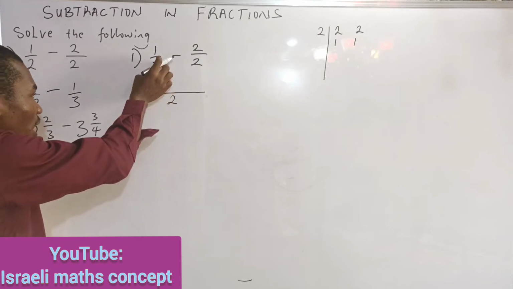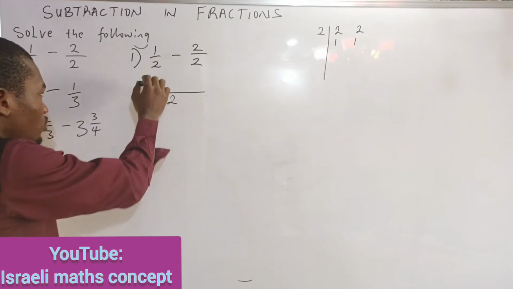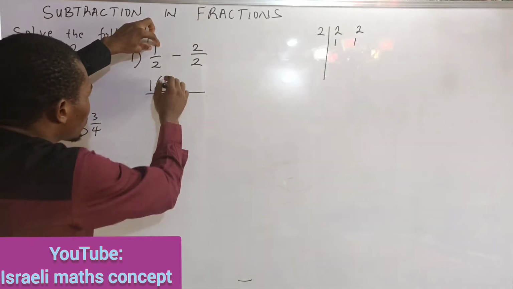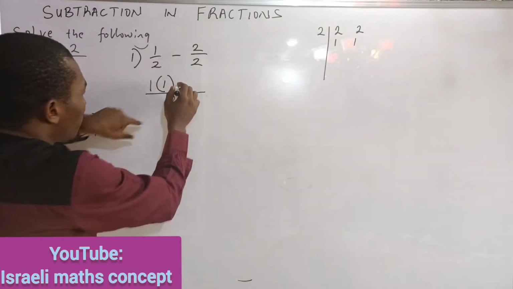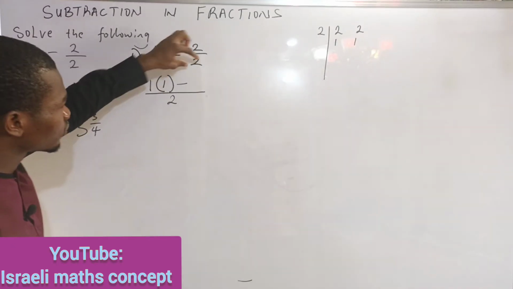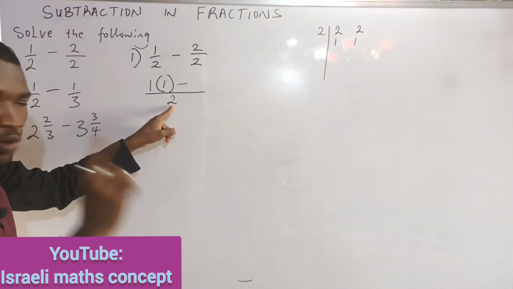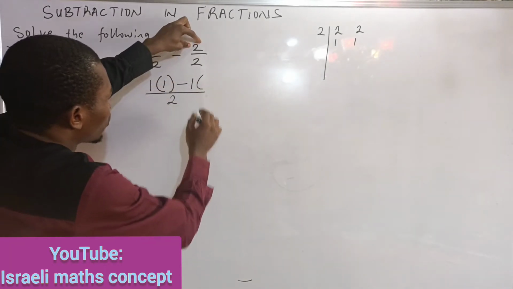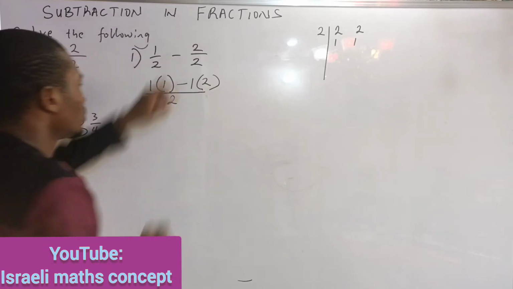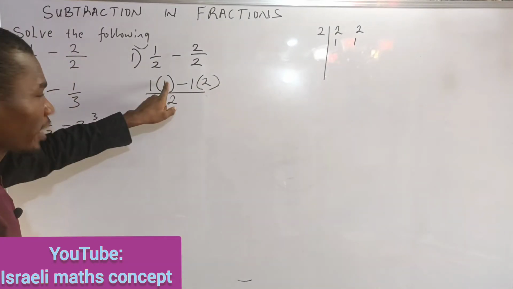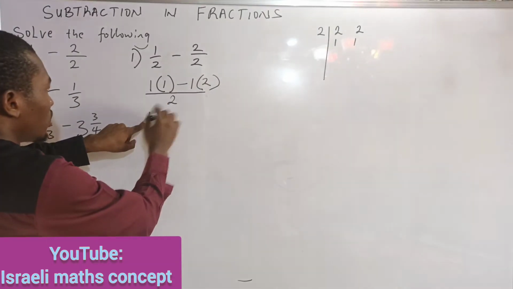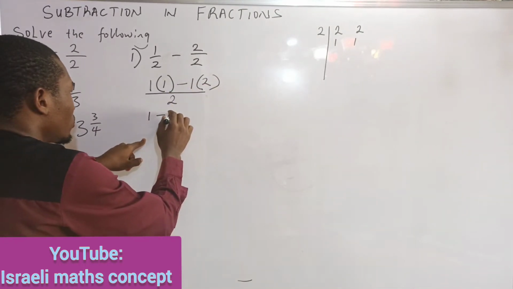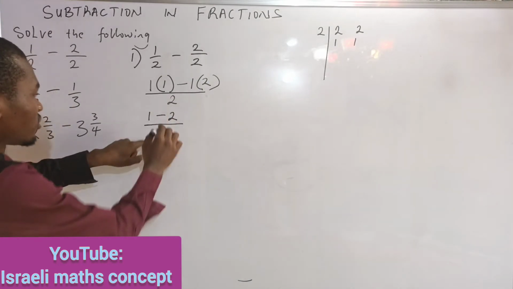Then 2 divided by 2 is 1. We write the 1, then we multiply it with this 1 on top. Then we put our minus. Also, this 2 divided by this 2 is still 1. We also write the 1 and multiply it with the number on top, which is 2. Such that 1 multiplied by 1 is still 1. Then minus 1 multiplied by 2 gives us 2. Then all over this 2.